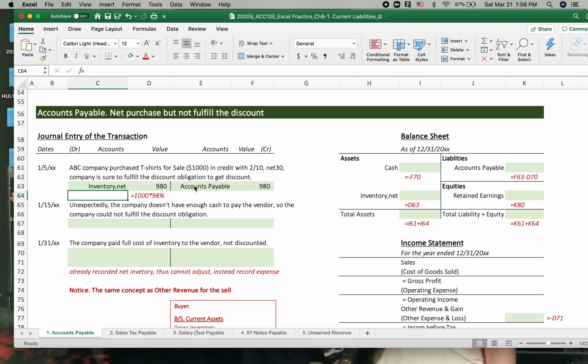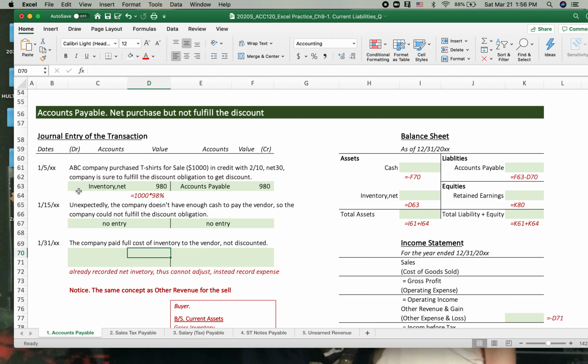Then the clock is ticking from January 5th. Now it's January 15th. In order to get the 2% discount, the company should pay. But unexpectedly, the company doesn't have enough cash to pay the vendor, so the company could not fulfill the discount obligation. Do you have any transaction? No. So the answer is no entry.